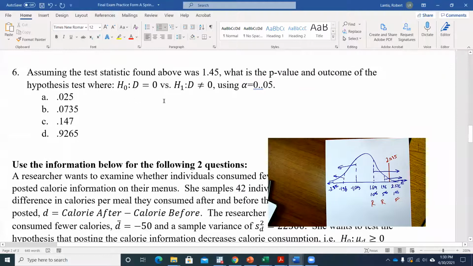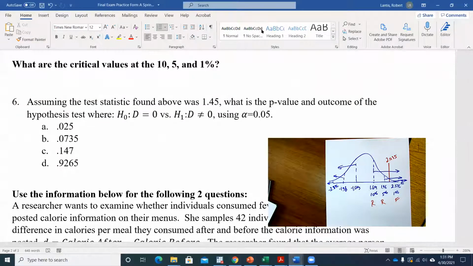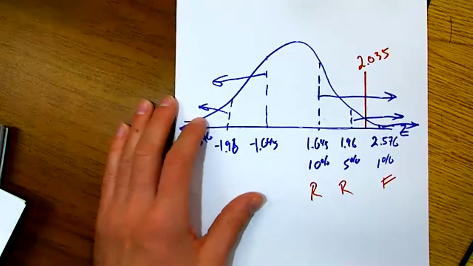So the next one is probably something more similar to what you might see in the exam, where I'm going to give you an assumed true test statistic. I'm going to then ask you for the p-value and the outcome of the test. Right? Well, here I've got a standard normal distribution. So if I've got my test statistic of 1.45, and I'm still dealing with a two-tailed test. Okay?